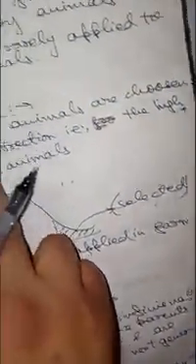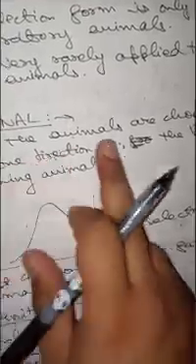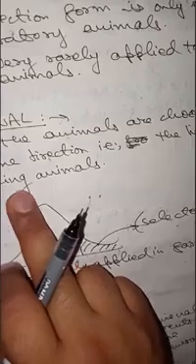Next is directional selection. The third form is directional selection. Here the animals are chosen from one direction, that is, from high performing animals.